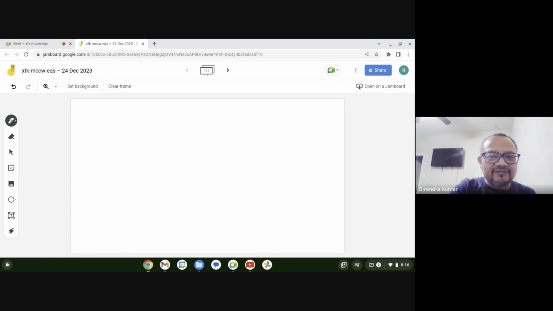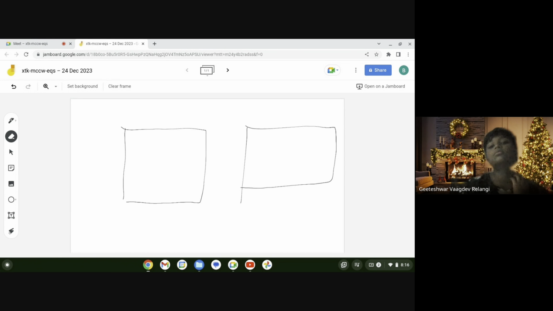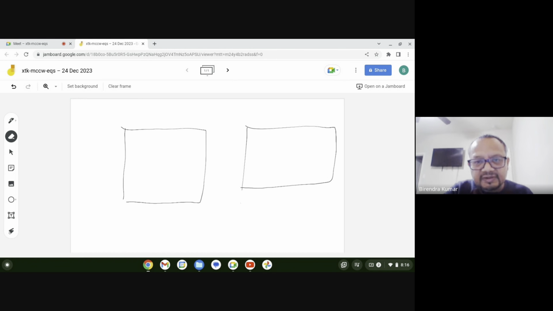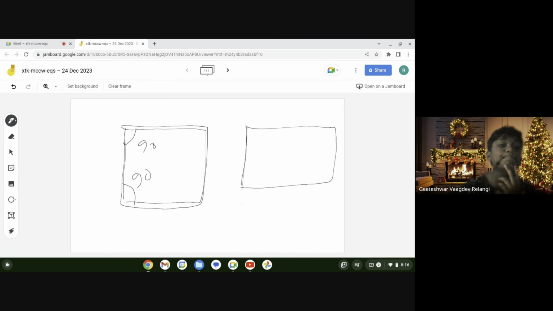Okay. First of all, let's look at this. When you look at a square or a rectangle, two things that we must remember. One very important property of a square is that all its sides are the same length, and every angle is 90 degrees.